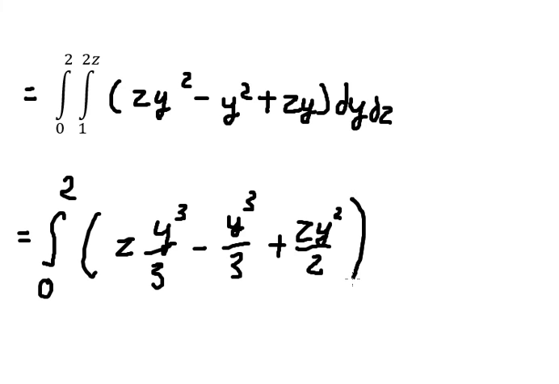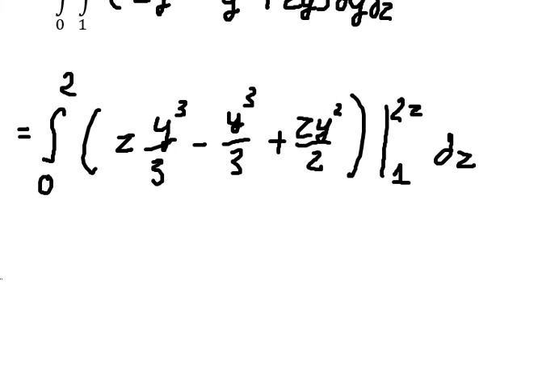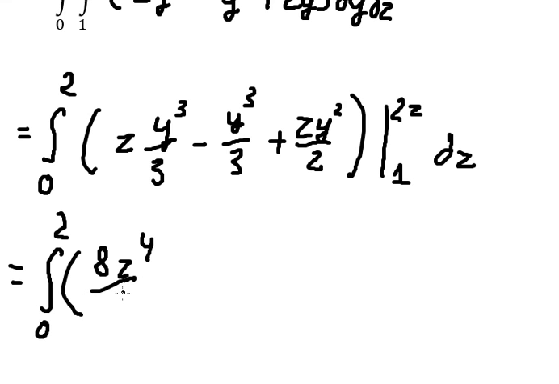And we put the bounds from number 1 to 2z. Now we put 2z go in here. Number 1 go in here. So if we simplify, we have like this. So we have a z to the power of 4 over 3 minus a z to the power of 3 over 3.